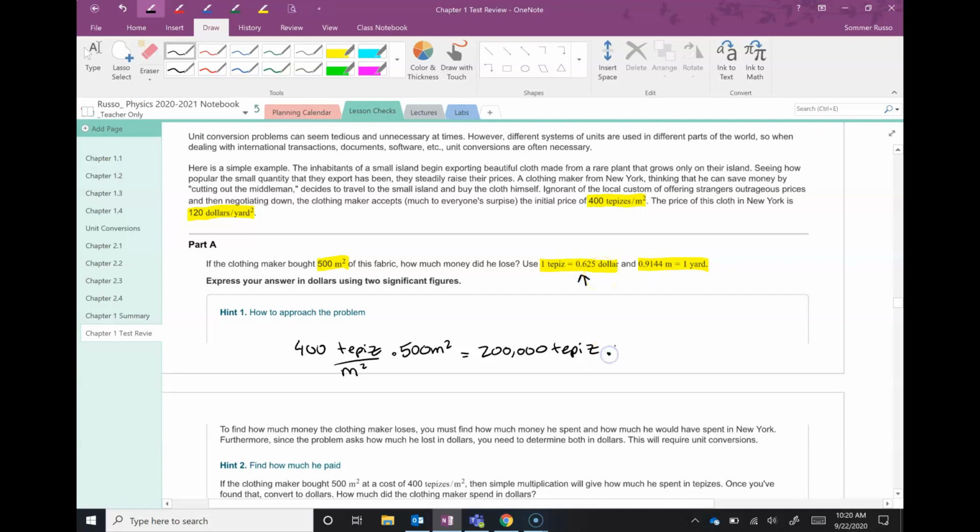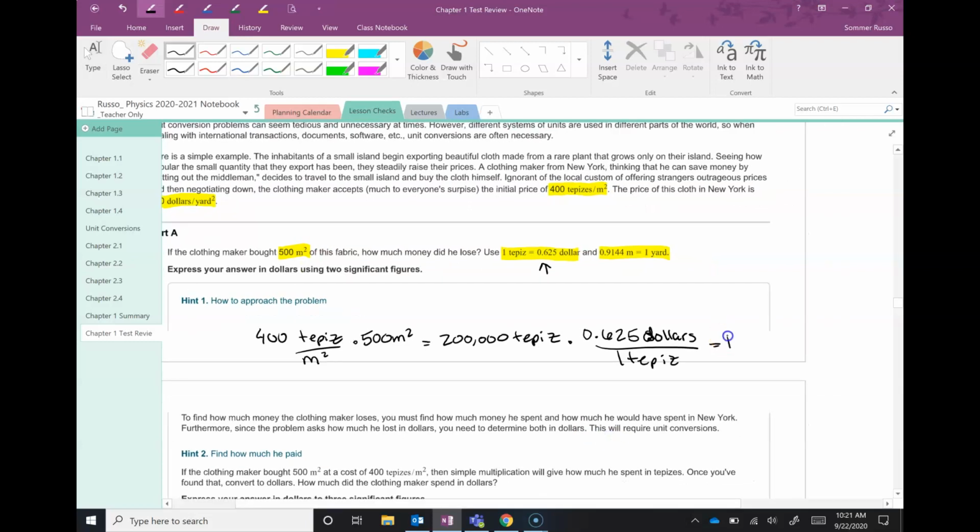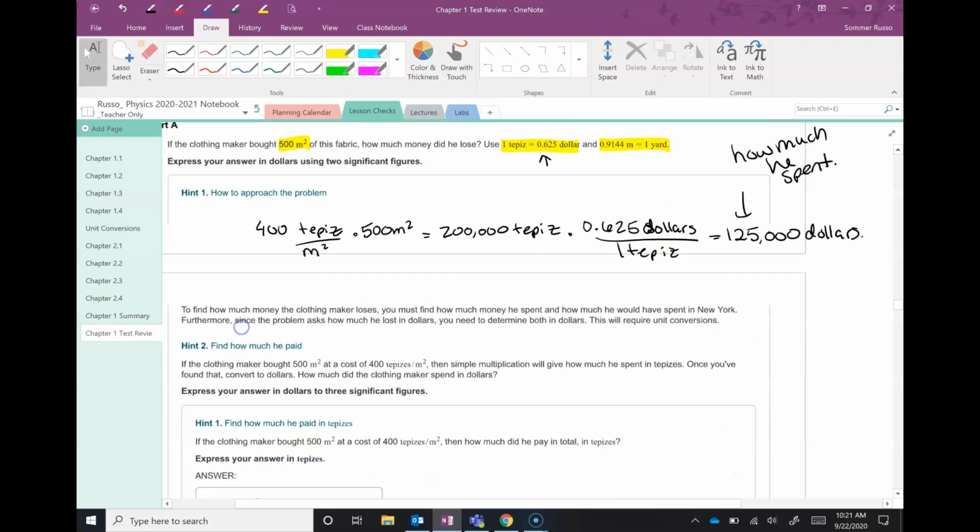So that's going to be this conversion factor here. We know that 0.625 dollars per 1 TEP. We're going to multiply that by 0.625, and we get the fact that he spent $125,000 on fabric. All right, so this is how much he spent. That's the first part of this one. That gives us this hint.